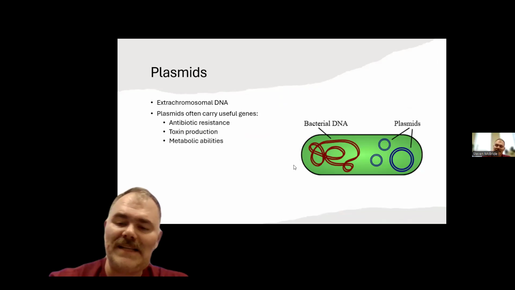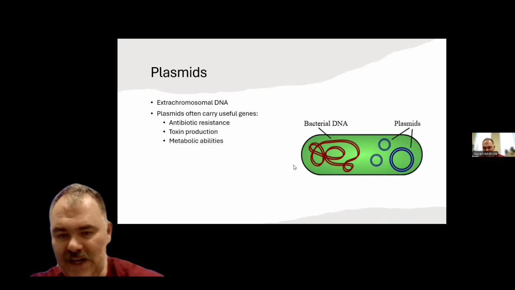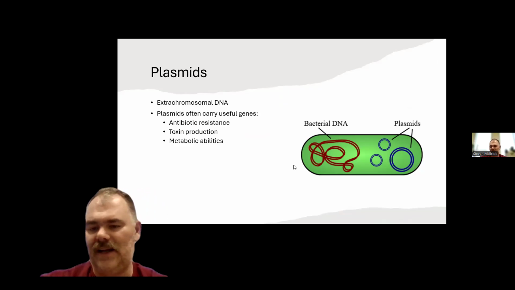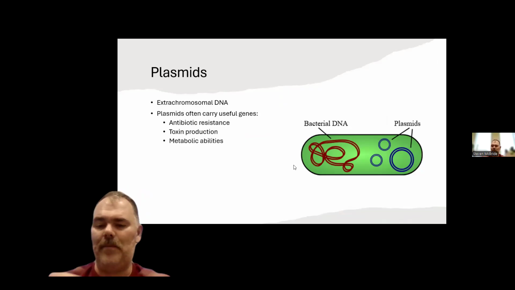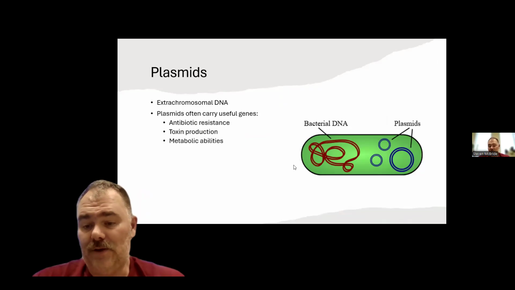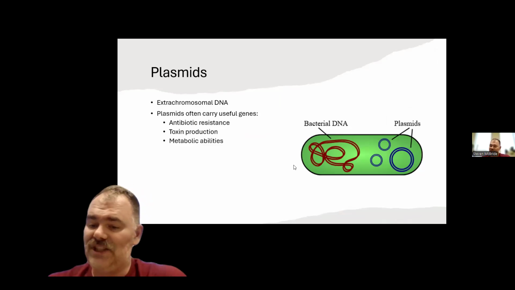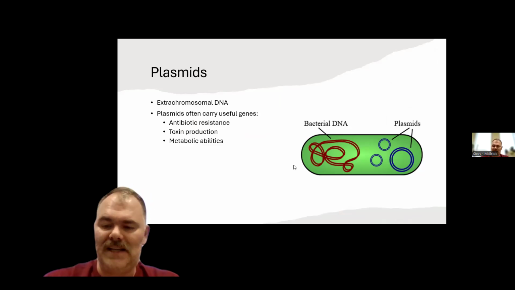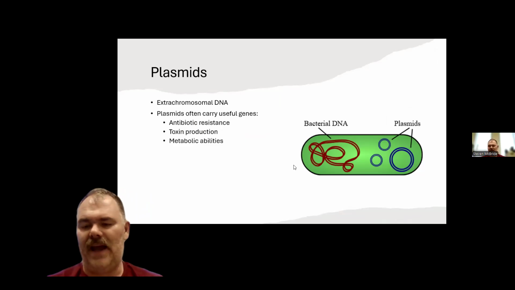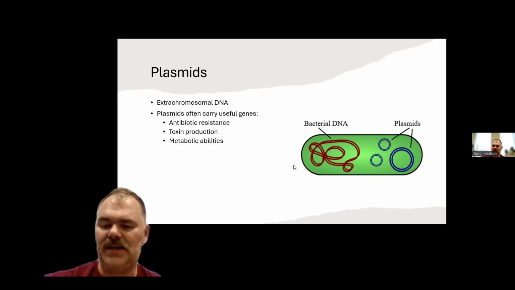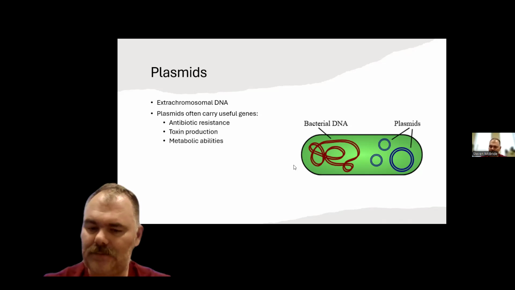Now, not all DNA is part of the chromosome or the genome. Many cells, especially bacteria, contain extrachromosomal DNA called plasmids. Plasmids are usually small circular DNA molecules that are separate from the main chromosome. These molecules often carry genes that provide an advantage under certain conditions. For example, plasmids commonly carry antibiotic resistance genes. They may contain genes involved in toxin production or specialized metabolism.